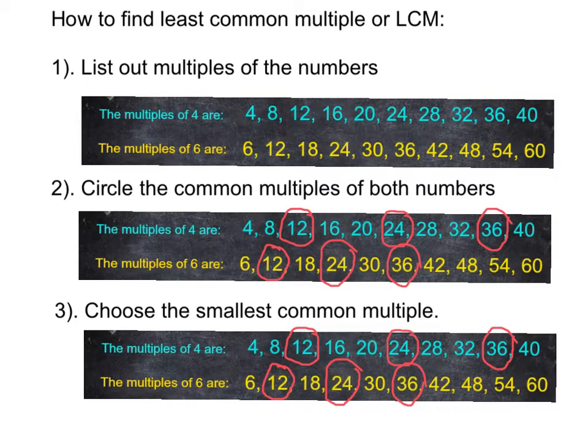And that brings us to the very last step of finding the least common multiple. Well, least kind of clues you in to mean small, okay? We want to choose the smallest common multiple. So 12, 24, and 36 are all common multiples. The smallest one is 12. So the least common multiple of 4 and 6 would be 12.